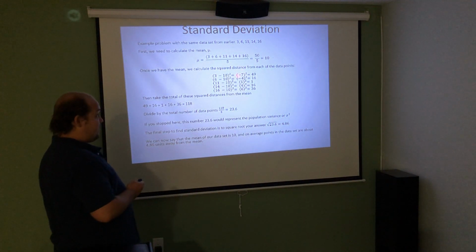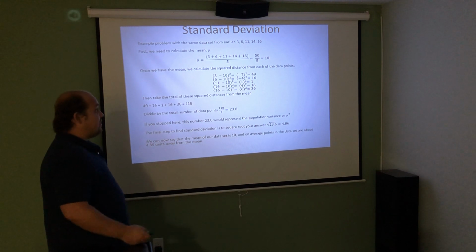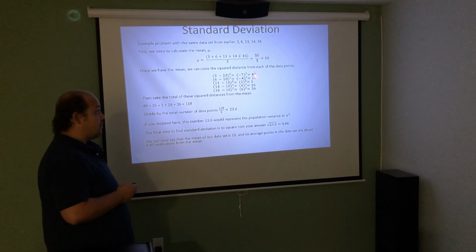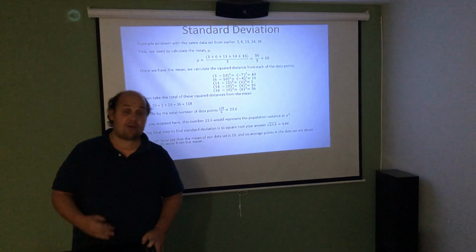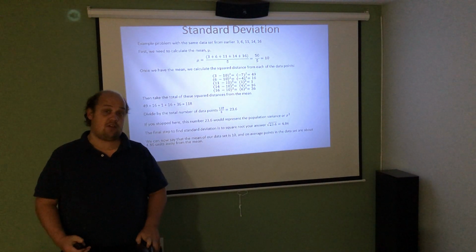So the negative 7 when squared becomes 49. Negative 4 becomes 16. 1 squared is 1. 4 squared is 16. 6 squared is 36. All of these numbers should always be positive. If you get a negative number after squaring, you entered something wrong in your calculator.